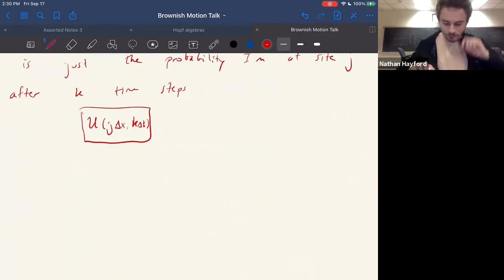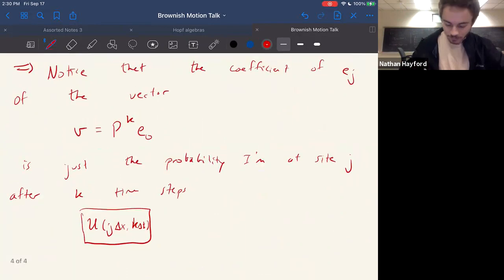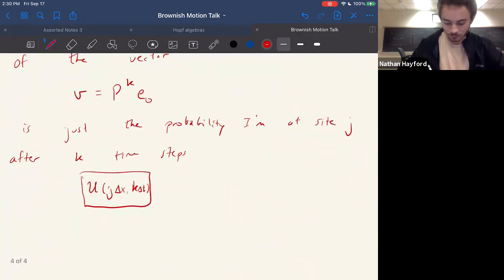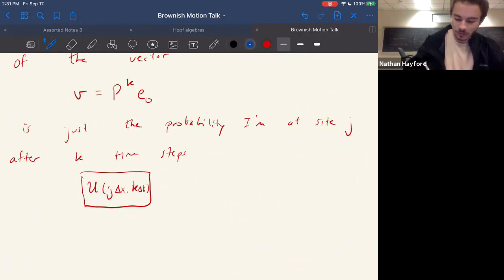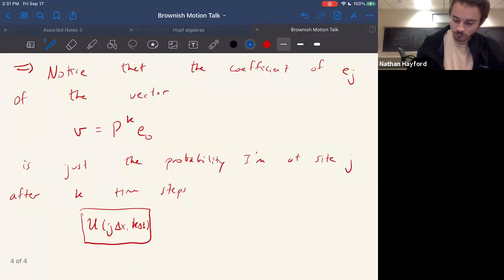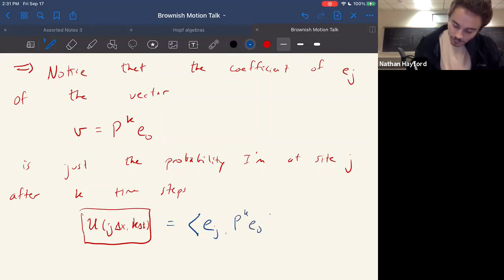But anyways, interesting fact: we can compute this function u of x and t almost by just looking at the coefficients of this thing. So how do I actually compute this function u of x and t? How do you compute the jth coefficient of a vector? Well, you just project onto that vector. So this is precisely the inner product of e_j and p to the k e naught, and the inner product is in L2 of Z.